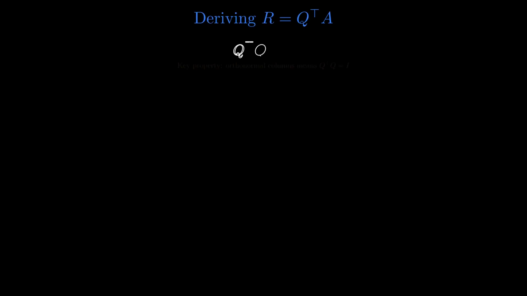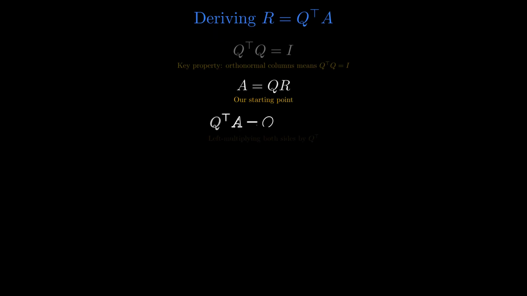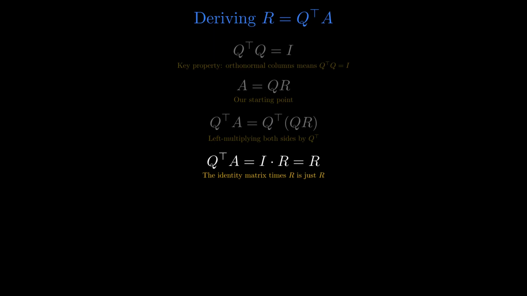Here's a useful sanity check. Since Q has orthonormal columns, Q transpose times Q equals the identity matrix. Now start with the equation A equals QR. Multiply both sides on the left by Q transpose. On the left side, we get Q transpose times A. On the right side, we get Q transpose times Q times R. But Q transpose Q is just the identity, so the right side simplifies to I times R, which is just R. Boxing this important result, R equals Q transpose times A.